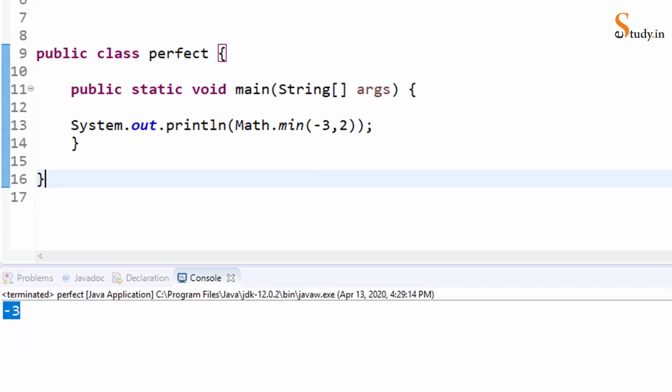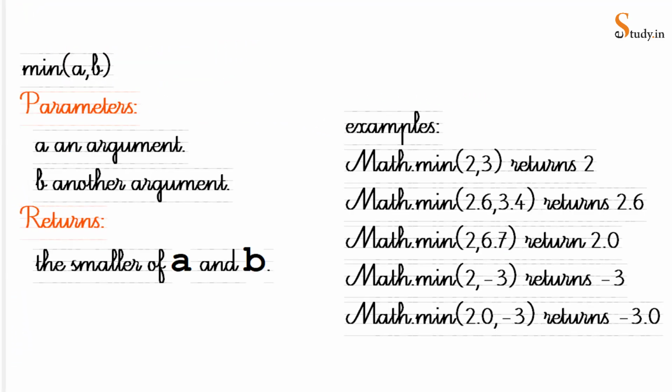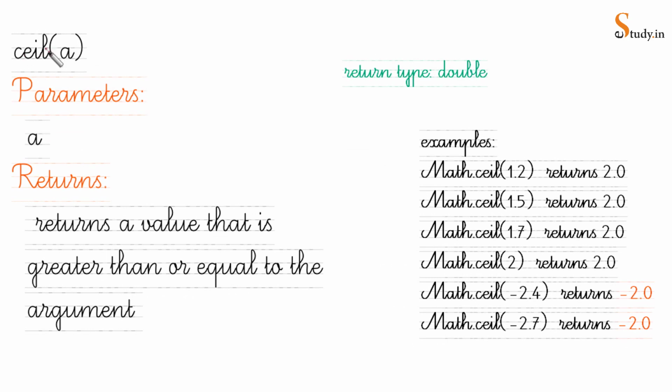Now the next function of the math class which we are going to study is the Ceil function. It receives one argument or one parameter, and it will return a value that is greater than or equal to the argument. So let's understand through the examples. The return type of the Ceil function is double. So when you say math.ceil 1.2, it will return 2.0.